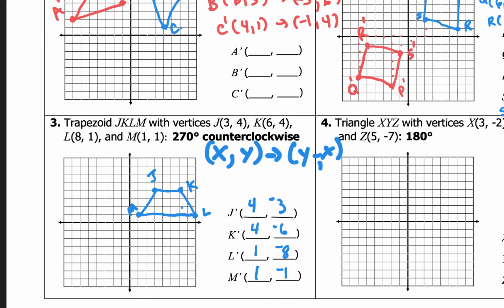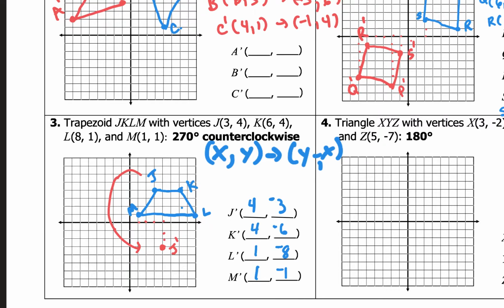Now to rotate it, we're going to go ahead and plot J prime. So J prime, it's going to be 270. So it's going to land in quadrant 4. 90, 180, 270. So it should land in quadrant 4. So we have 4, 1, 2, 3, 4, 1, 2, 3. So that's going to be J prime.